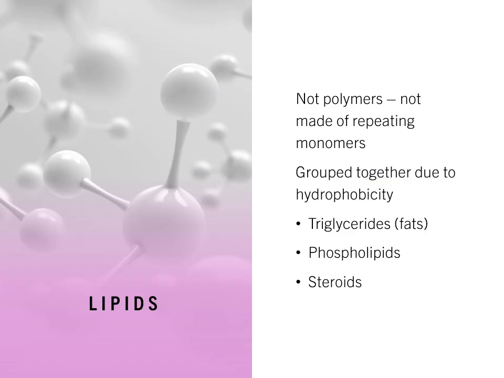Now in contrast to the other classes of molecules that we'll look at in this section, lipids are not actually polymers because they don't have repeating monomer subunits. Instead, they're all grouped together due to a single property, hydrophobicity. Regardless of structure, lipids are all lipids because they don't mix with water. There are three main important types of lipids in biology, and these are triglycerides, or fats, phospholipids, and steroids.